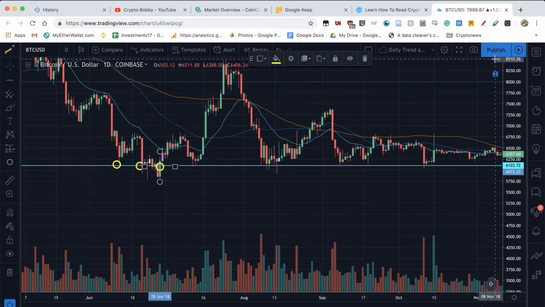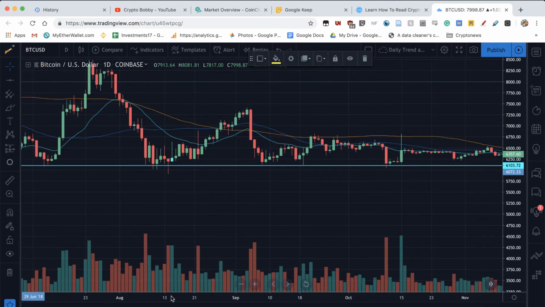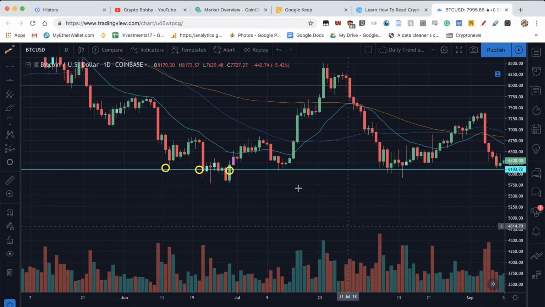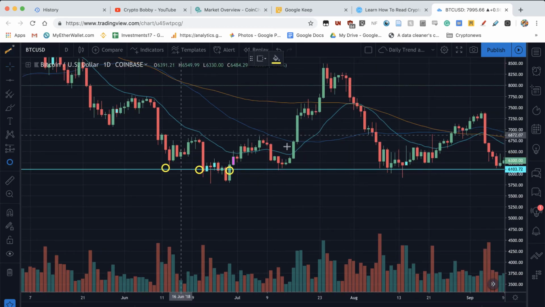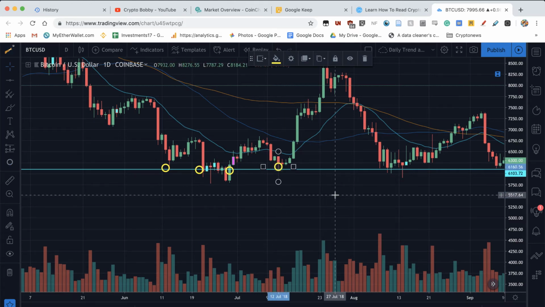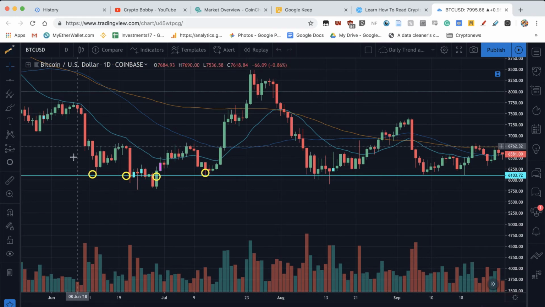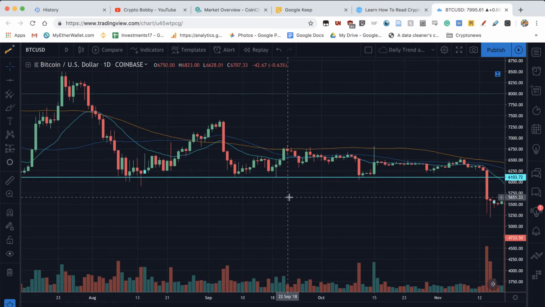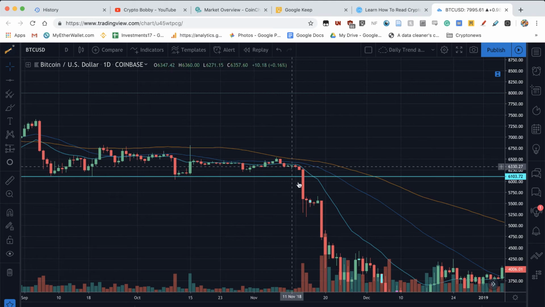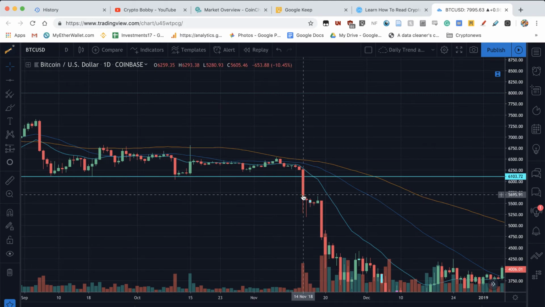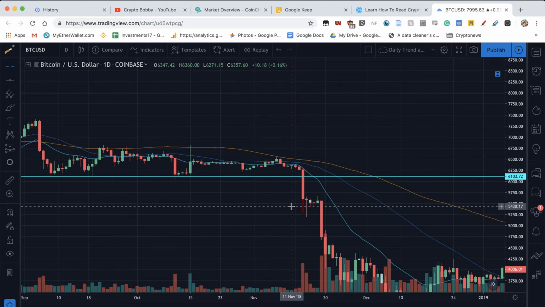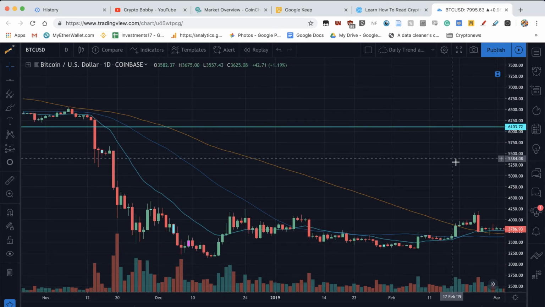I'll make this a little bit bigger so that you can see it. And then there's another support and touch point here. The more touch points we have on this support level, the stronger it will be, and you can count them and so on. Now, unfortunately, we broke past the support level on the 14th of November 2018. You might have noticed it.